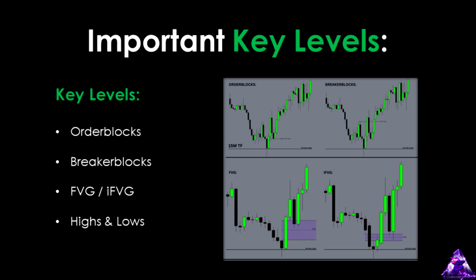We also do have highs and lows. If I had to choose only two key levels for trading, it would be order blocks and highs and lows. These are the two key levels that I use most often. I rarely use breaker blocks or FVGs. Most of my trade ideas revolve around order blocks or highs and lows.